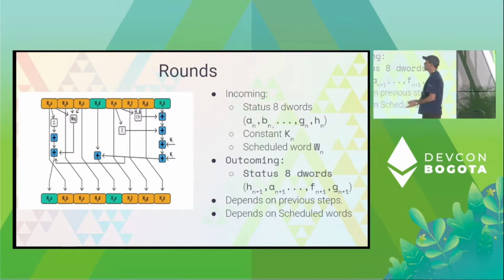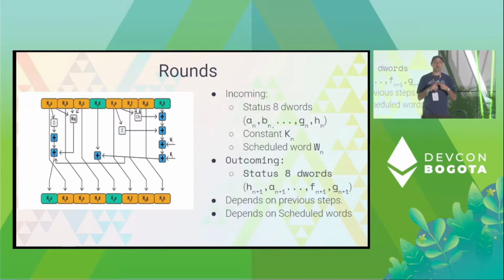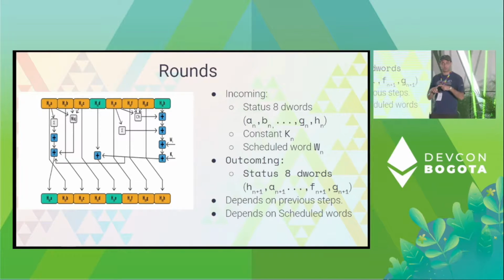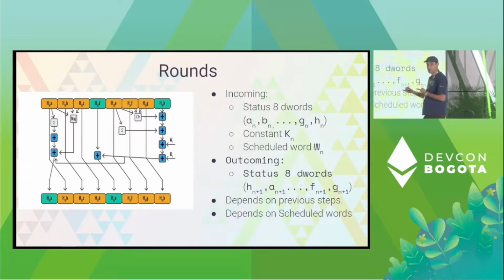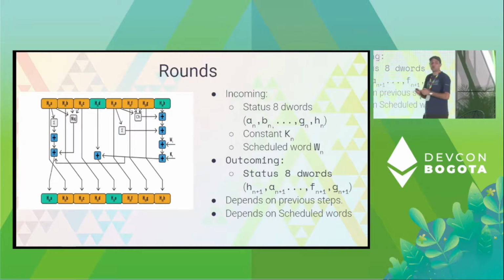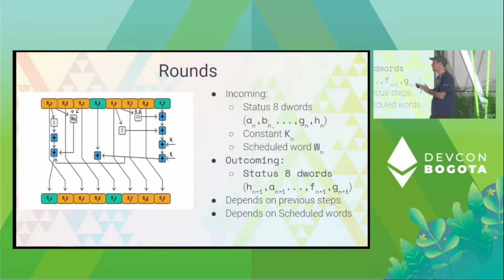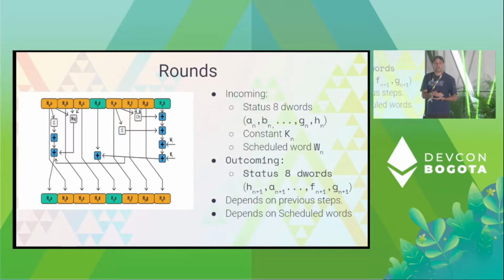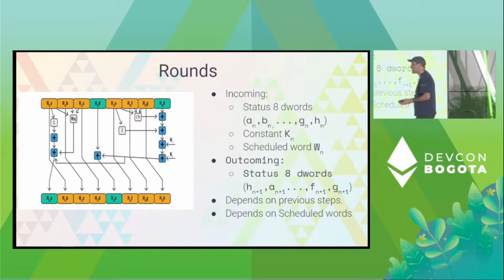So what you need to remember from this is that you need to have computed at least that scheduled word before passing through the rounds, and you cannot do this in parallel. To pass through the round, you need to have already computed the hash before. So this is something that you cannot do in parallel.